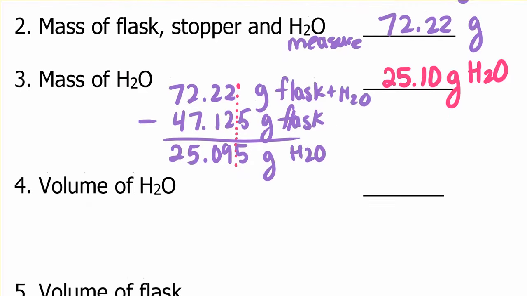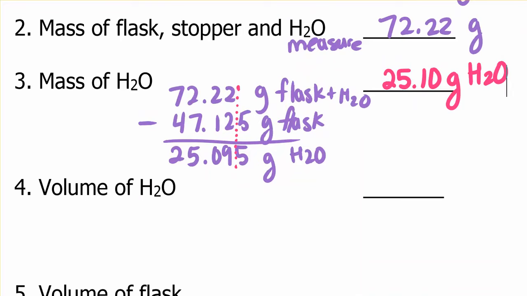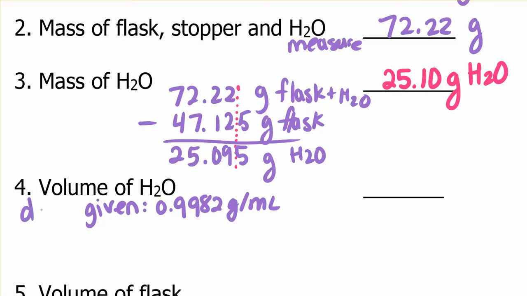Okay. Next, I'm going to take that mass of water and get a volume of water. And to do that, I need to get a density. In your lab manual, it gives you the density of water at different temperatures. So this one, I'm going to use, let's see, one more digit. So this is the density of water that is given.